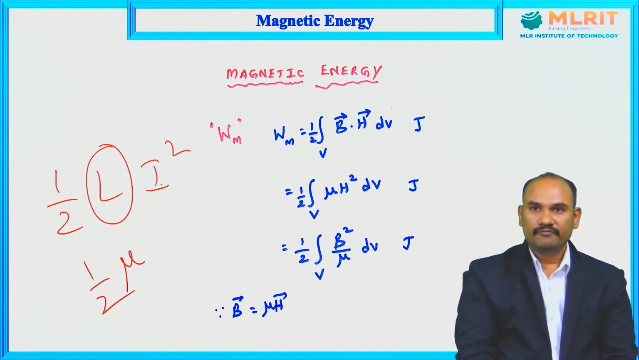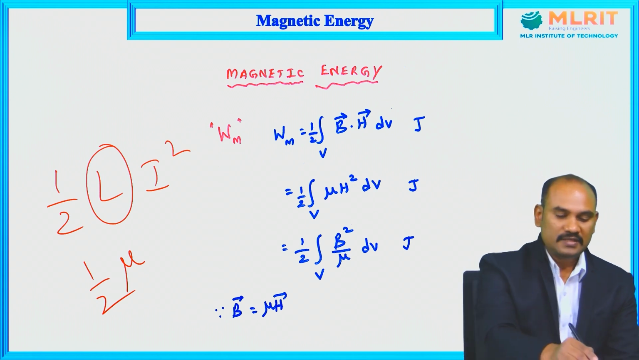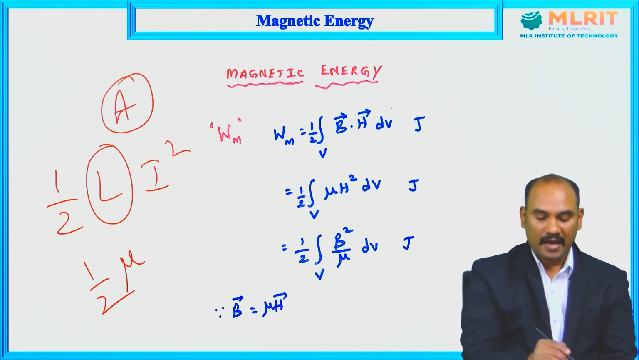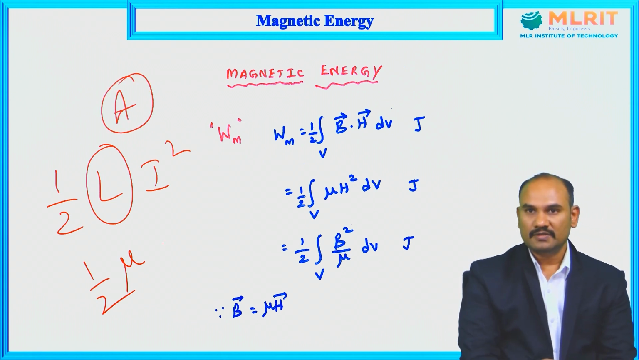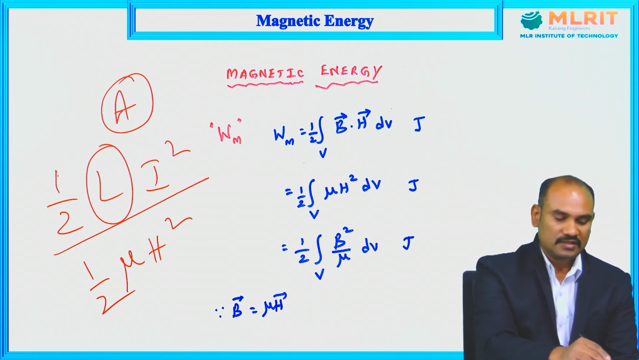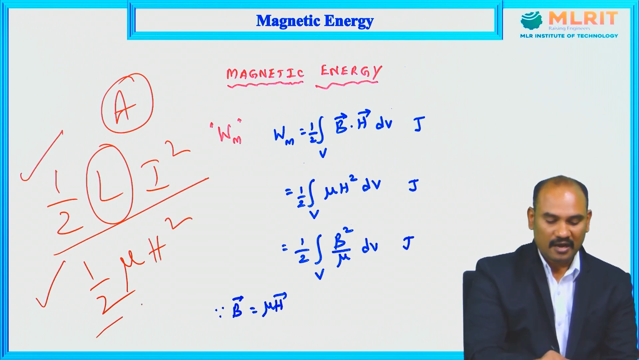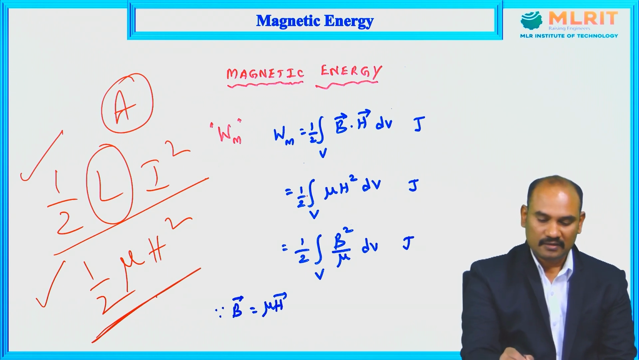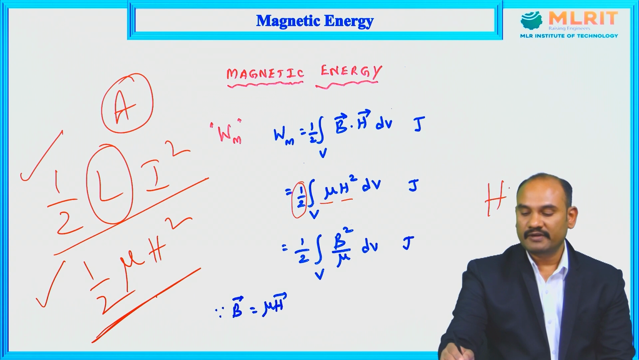I, we don't have current. Current means amperes. In field theory you have amperes per meter. What is it called? Magnetic field. So H square. In place of half LI square, which is in circuit theory, in field theory you have half mu H square. That's what I have written here. Half mu H square.